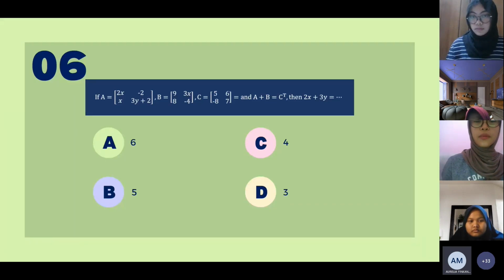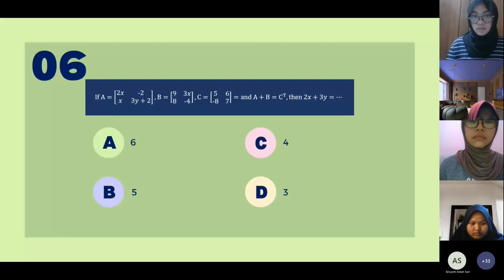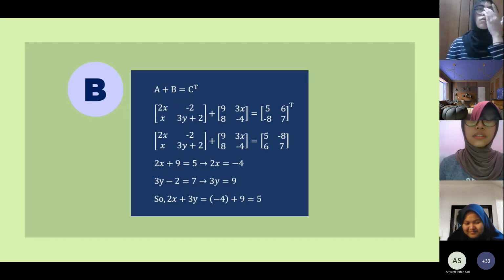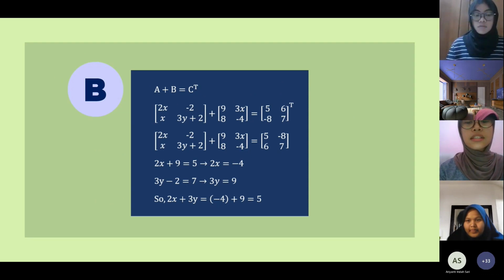Okay, on my screen, Arianti will answer this question. My answer is B, 5. Okay, let's see the answer to the question. The answer to the last question is 5, so Arianti's answer is correct.